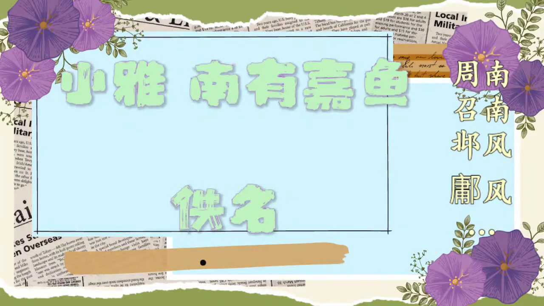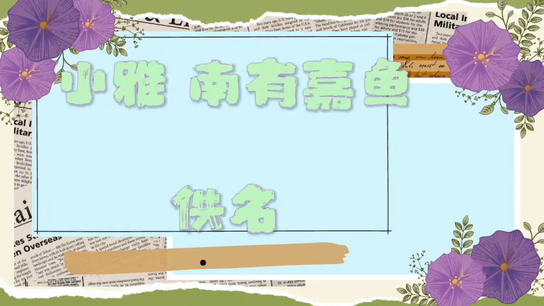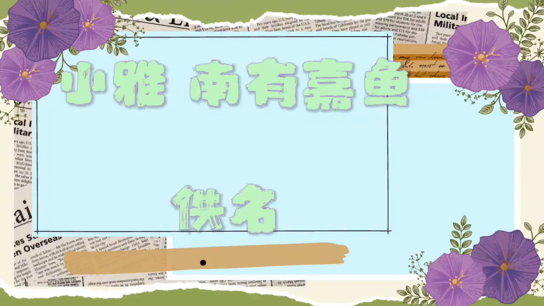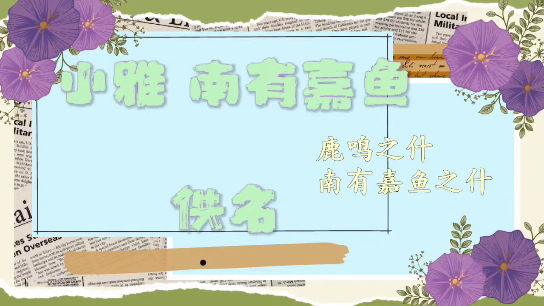And in the Ya division, basically they have 大雅, 小雅, the big Ya and small Ya. But that's one of the ways to divide it. Basically you will see the titles 鹿鸣之什, 南有嘉鱼之什, 鸿雁之什.